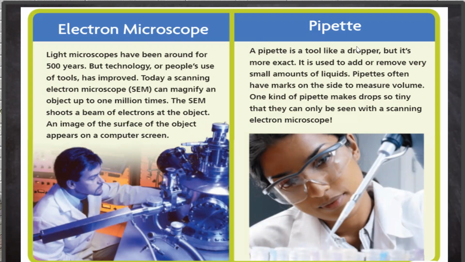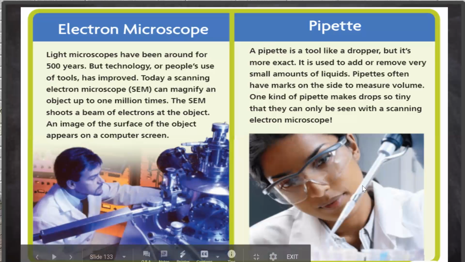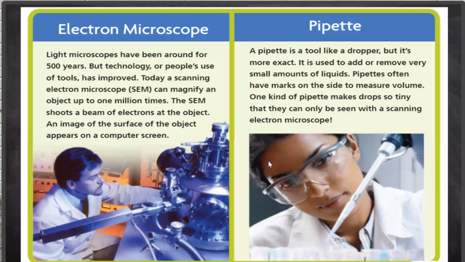Now look at a pipette. A pipette is a tool like a dropper, but it's more exact. Now, what do I mean more exact? What is the word? Exact means the same thing. Do you have a word that can fit? Correct. Yes, it's accurate. This is just like a dropper, but it's more accurate.